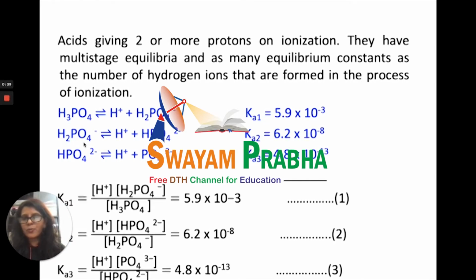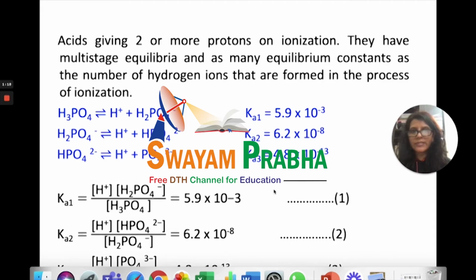Then you have H2PO4 minus, which has come from the first step, ionizing to give you H+ and HPO4 2 minus, and you will have a corresponding Ka2 value, which is 6.2 into 10 to the power minus 8. Now HPO4 2 minus, which has come from the second step, ionizes in the third step to give you H+ and PO4 3 minus, and you have another Ka3 value, which is 4.8 into 10 to the power minus 3. So for a polyprotic acid, there will be a stepwise dissociation of the H+ ion, and for each step, you will have a Ka value and you can write down their expression.